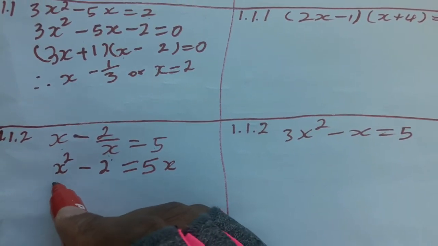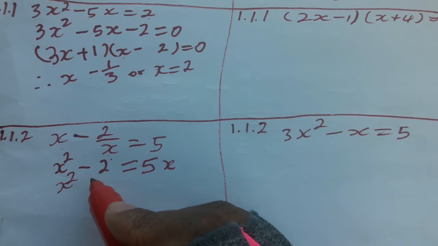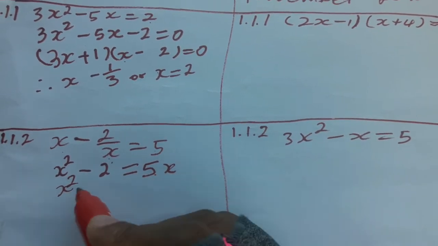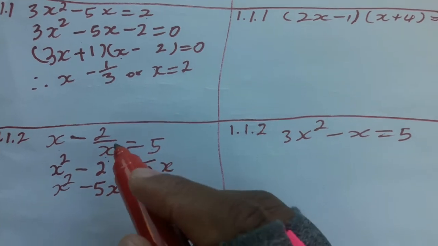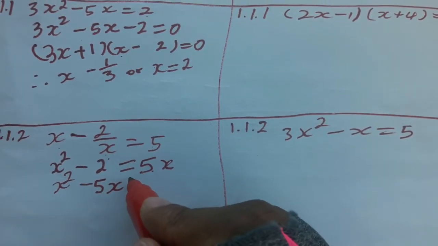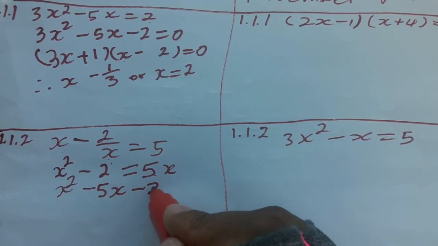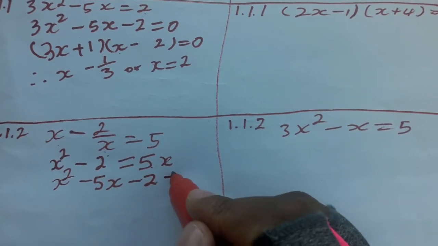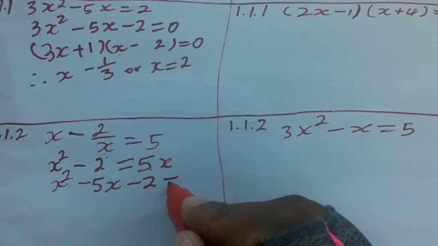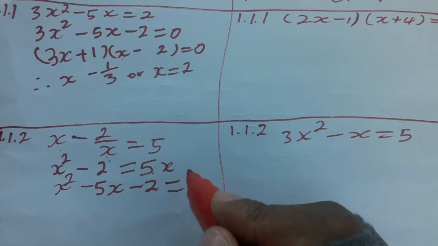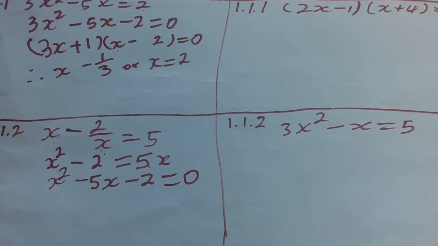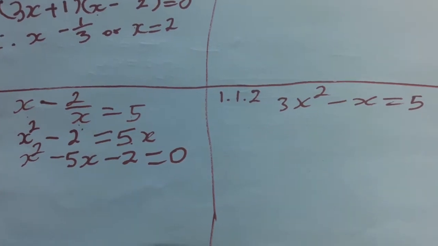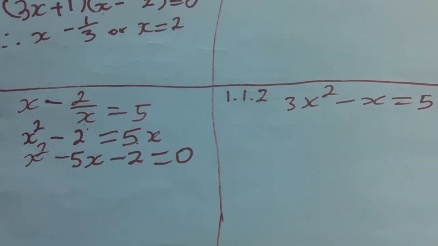What do we do? Put things in order. x squared, then take this 5x, put things in order, and then it becomes negative 5x. And then we have our negative 2, all that is equal to 0. So from here, I think we cannot factorize this one. We're just going to be using our quadratic formula.